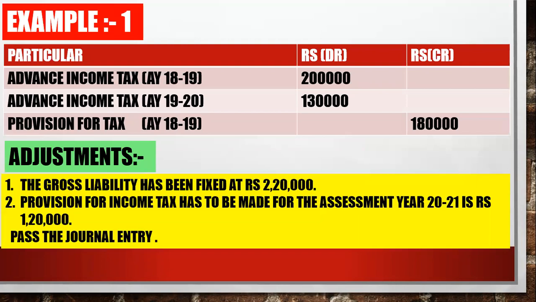They are saying a provision for income tax has to be made for assessment year 2021 of rupees 1 lakh 20,000. They are telling you to make a provision of rupees 1 lakh 20,000 for the next year. So what will be the journal entry for 1 lakh 20,000? You have to make a provision. So what will be the journal entry for that?